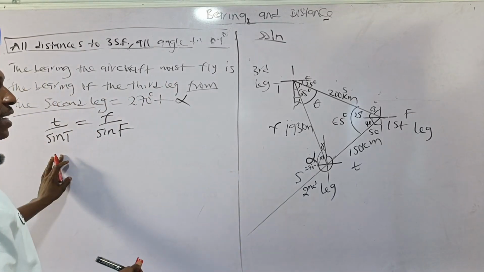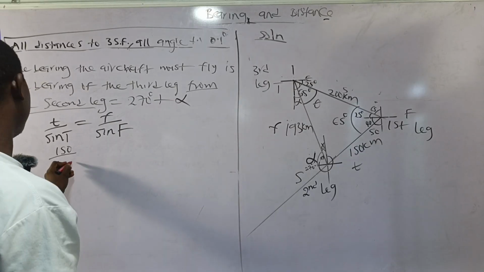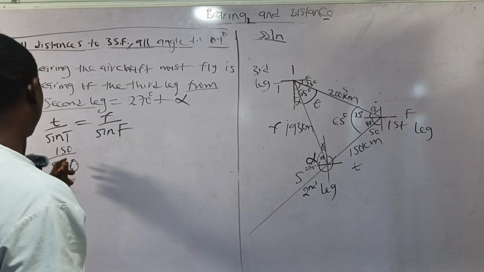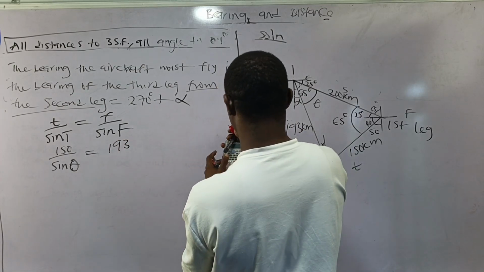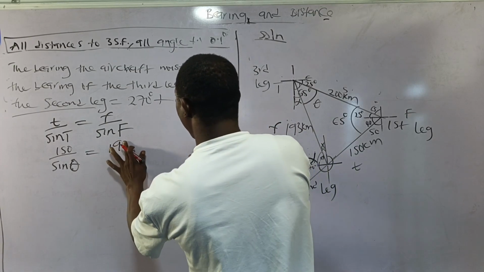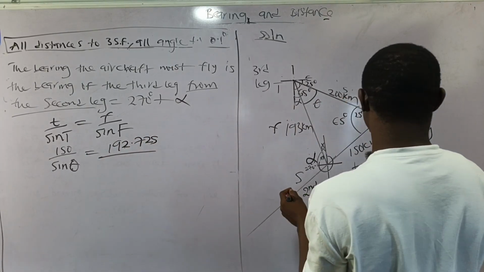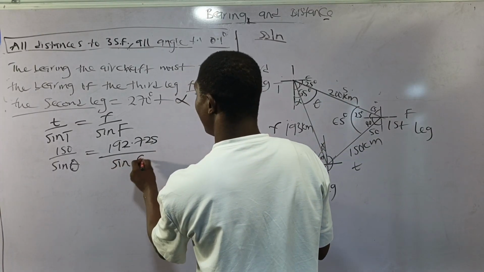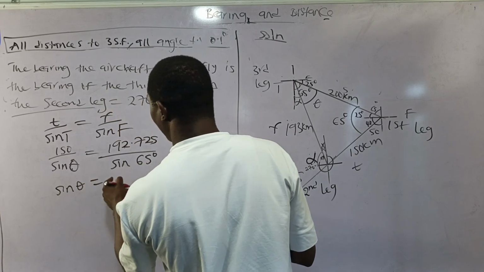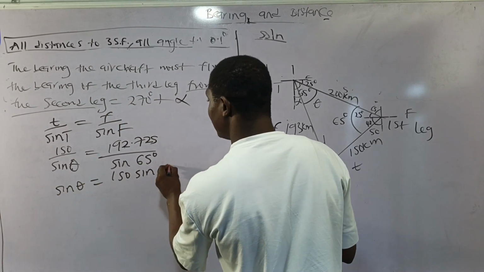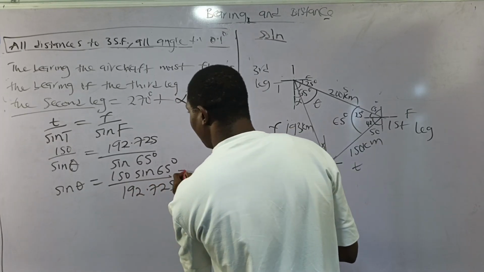Now my small letter t is 150. 150 all over sine capital T, which is the same as theta, equals my f, which is 193 kilometers. So I'll use the exact value, 192.725, all over sine F. My F is 65 degrees. Now I'm looking for theta, or simply have sine theta equal to 150 sine 65 degrees, all divided by 192.725.